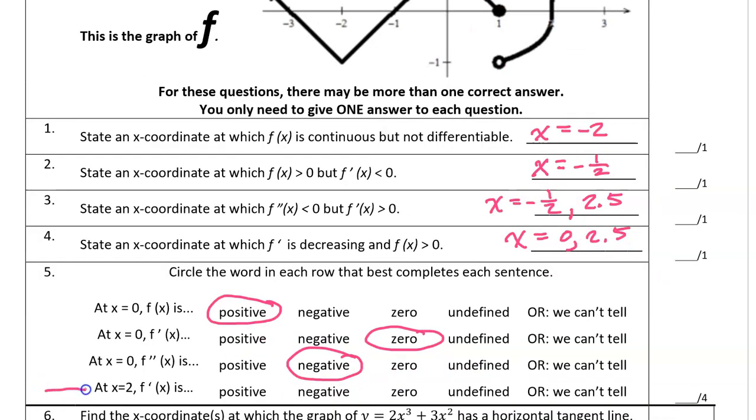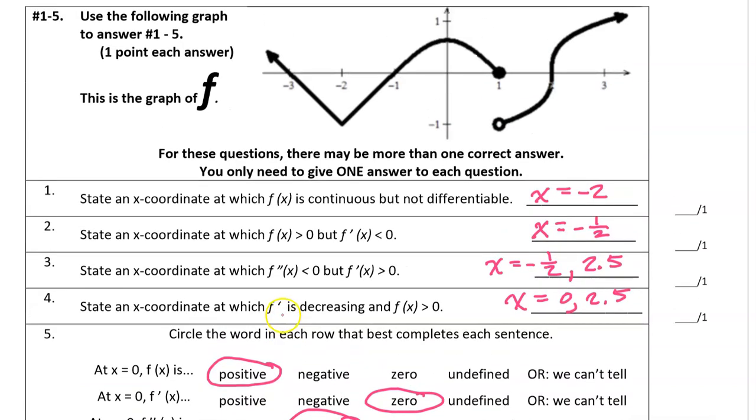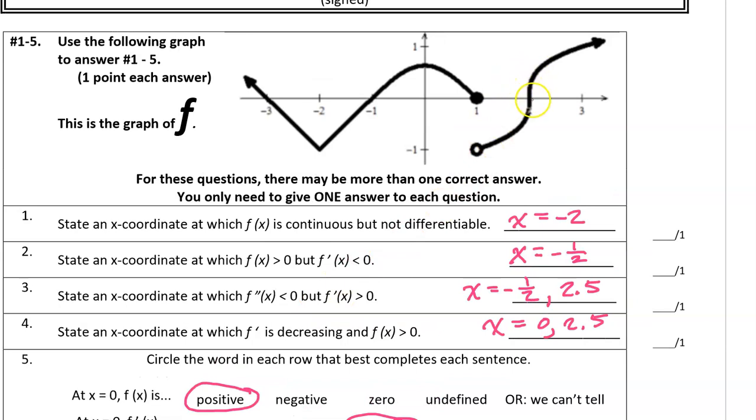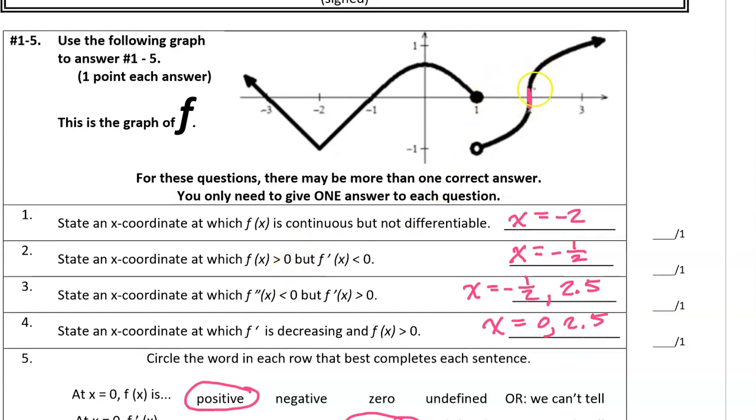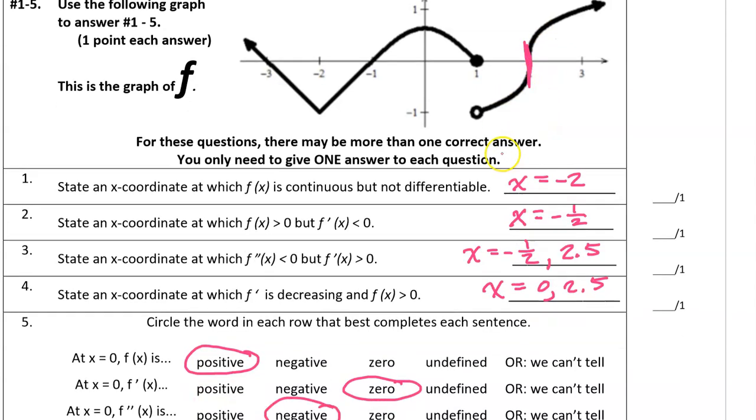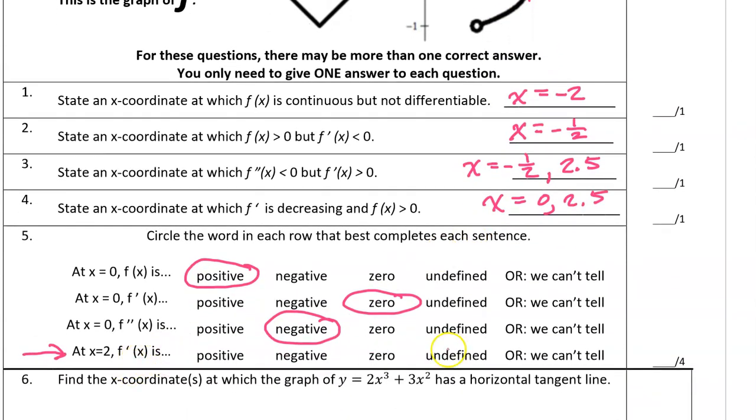We're on this one now. At x equals 2, f prime is what? Well, here is x equals 2 right here. f prime is the slope. So I see that we have a vertical tangent line here. So that means the slope is undefined, which means that f prime is undefined.